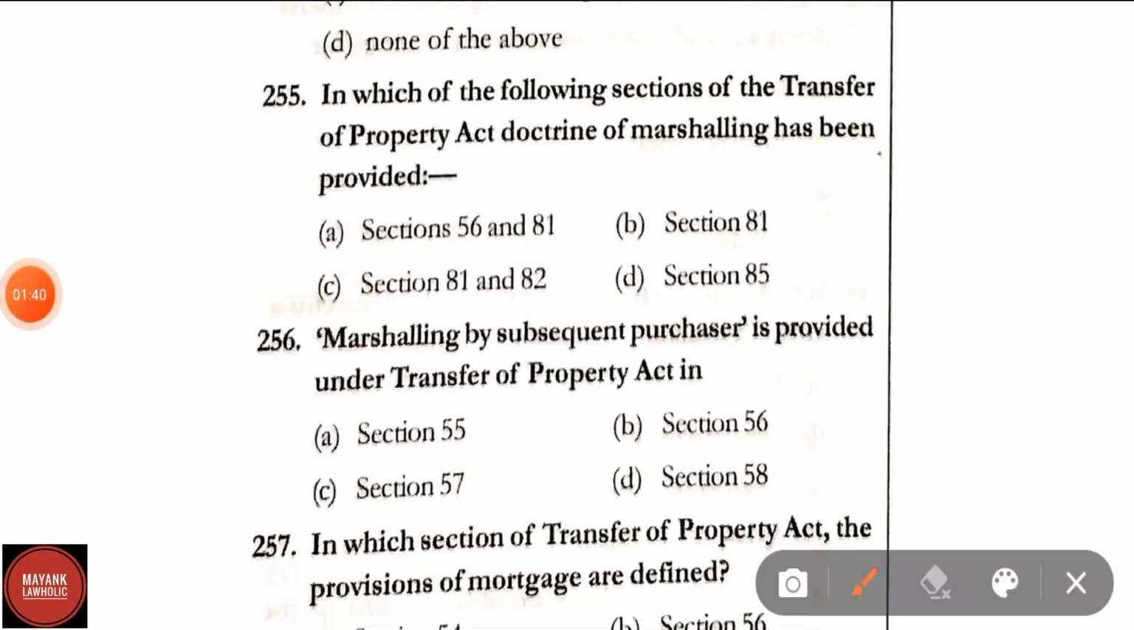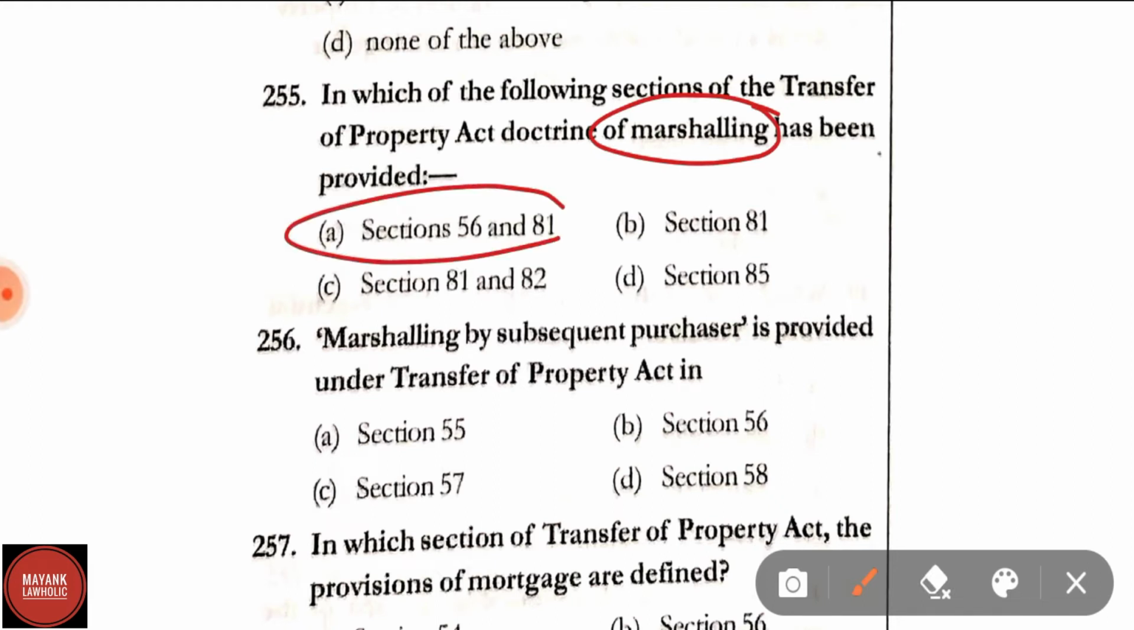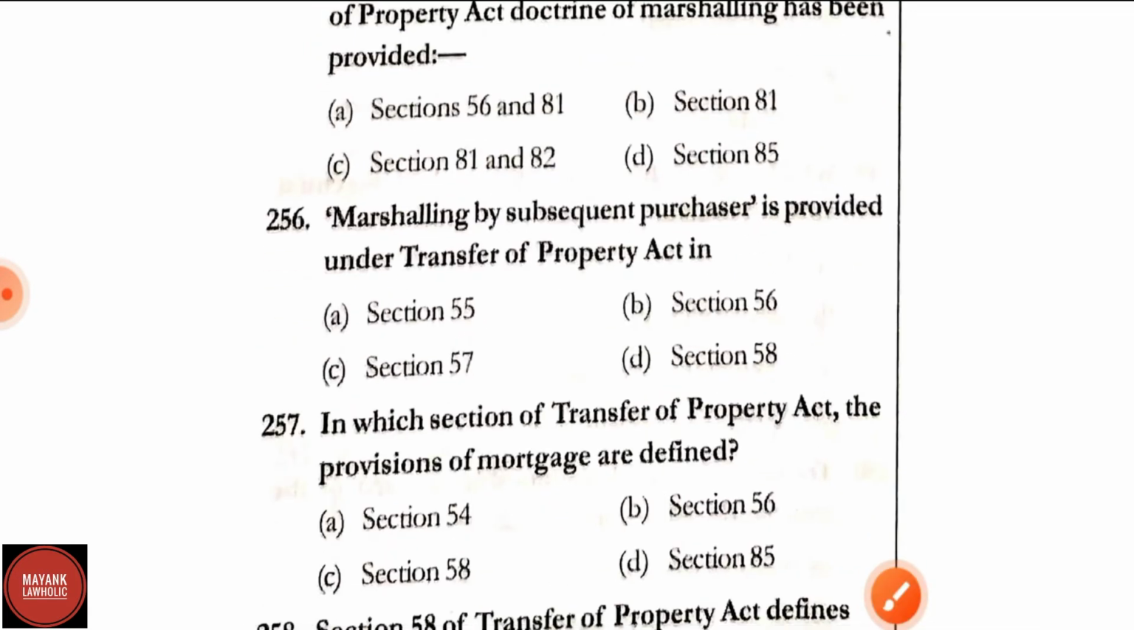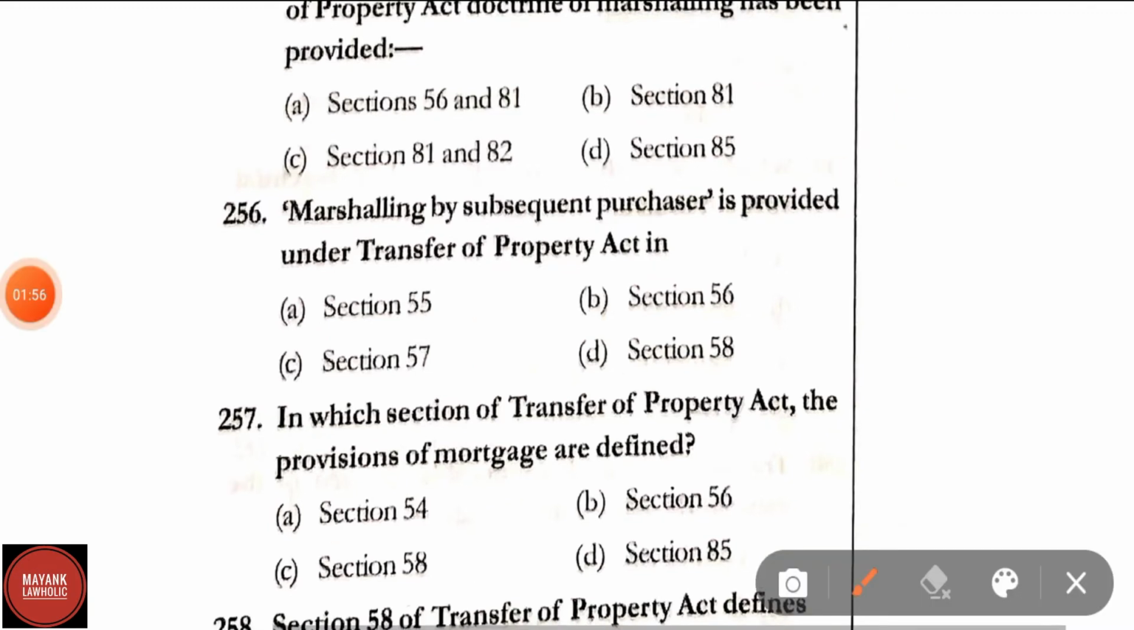Question number 255. In which of the following sections of Transfer of Property Act doctrine of marshalling has been provided? Correct answer is option A, section 56 to 81. Question number 256. Marshalling by subsequent purchaser is provided under TPA in. Correct answer is section 56.